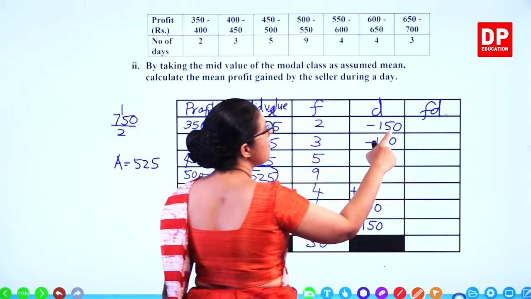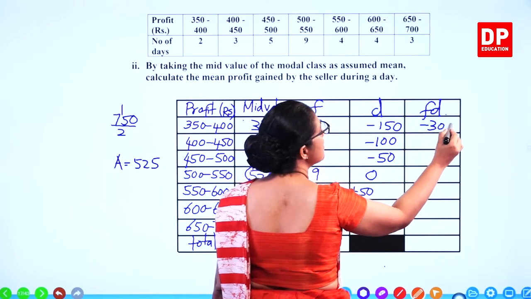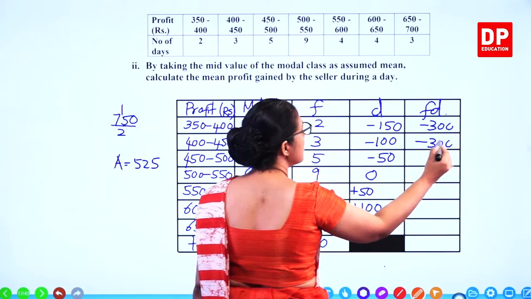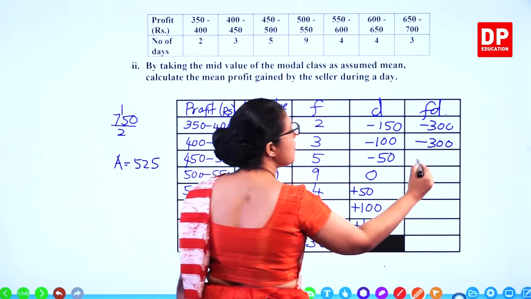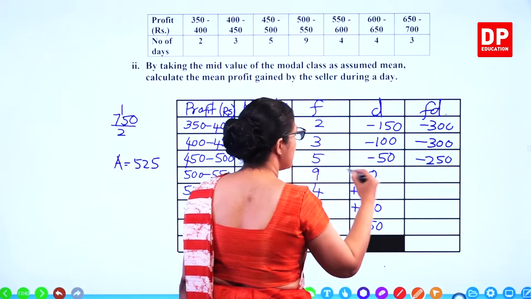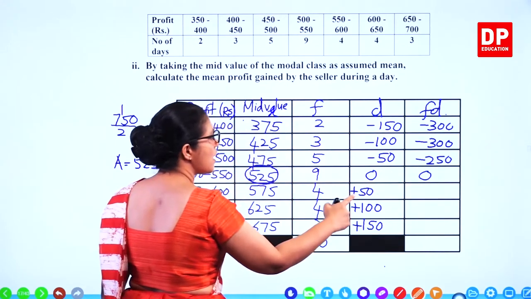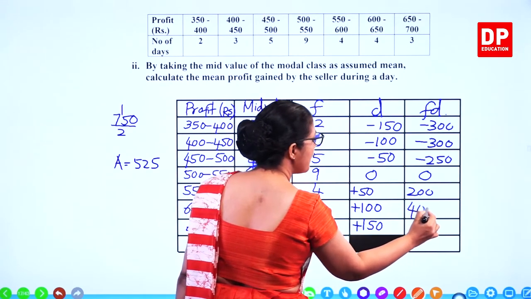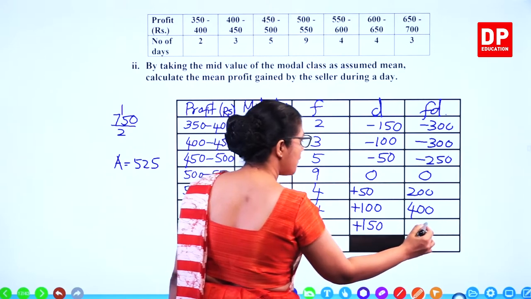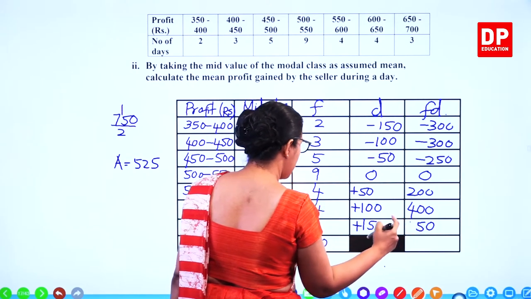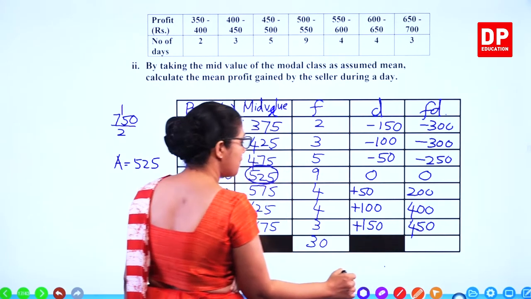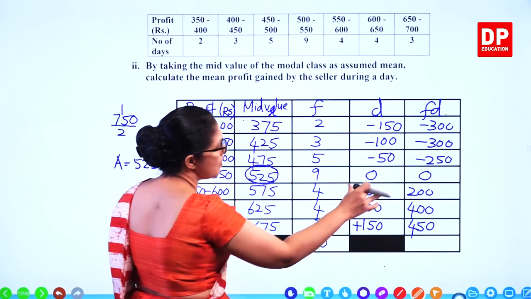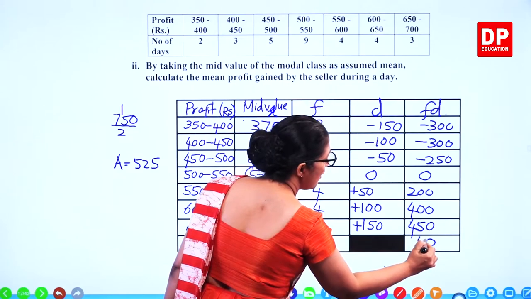2 into minus 150, minus 300. 3 into minus 100, minus 300. 5 into minus 50, minus 250, 9 times 0, 0, 4 times 50, 200, 4 times 100, 400, 3 times 150, 450. And now we can add the positive value separately and negative value separately.